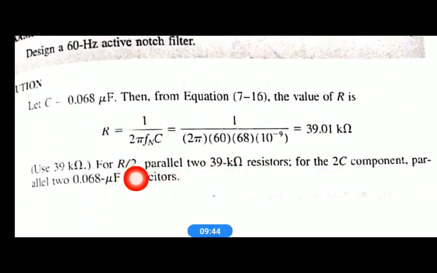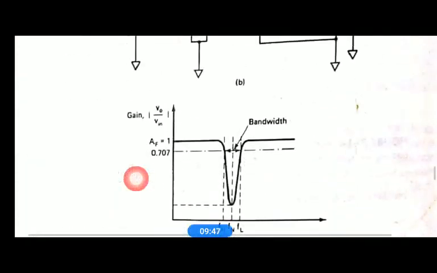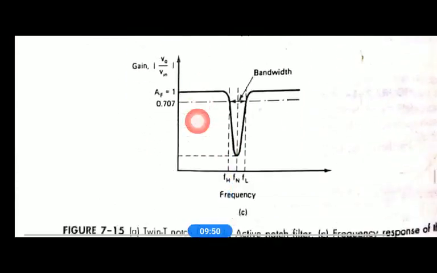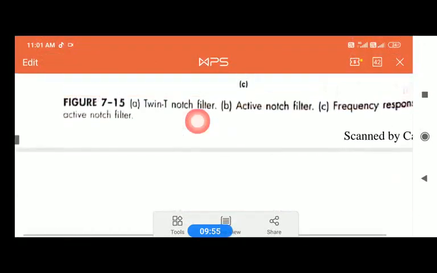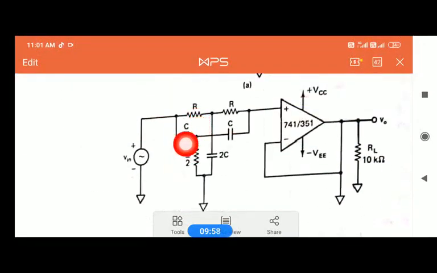Then you take R by 2. So we require R by 2 in the other network. We calculated this R, right? Here the R we got from this circuit is 39 kilo, and we select the capacitor C as 0.068 microfarad. So R by 2 and 2C we use here: 39.01k divided by 2 is the resistor we use here, right? And C, 0.068 capacitor, multiplied by 2 is used here.